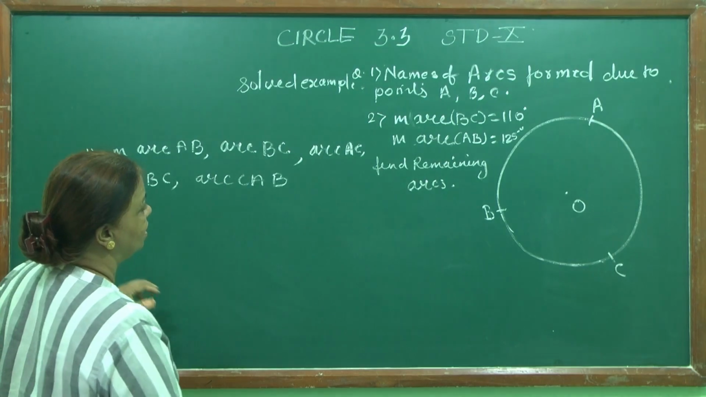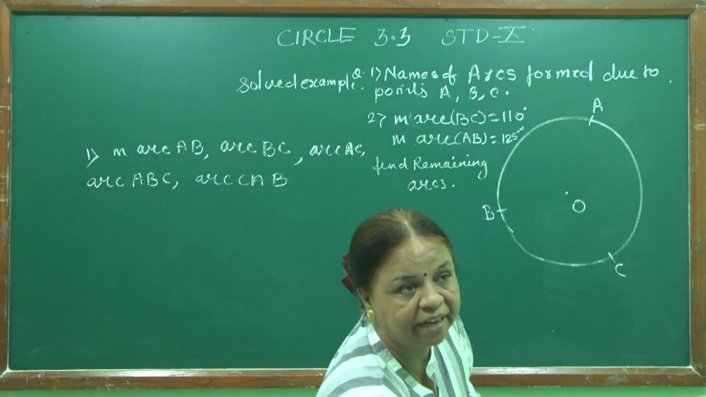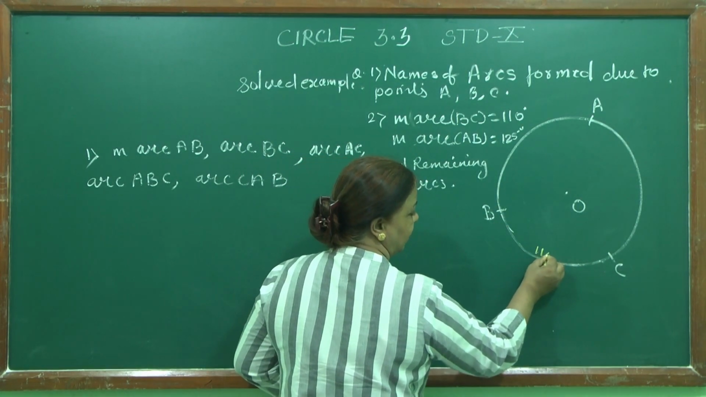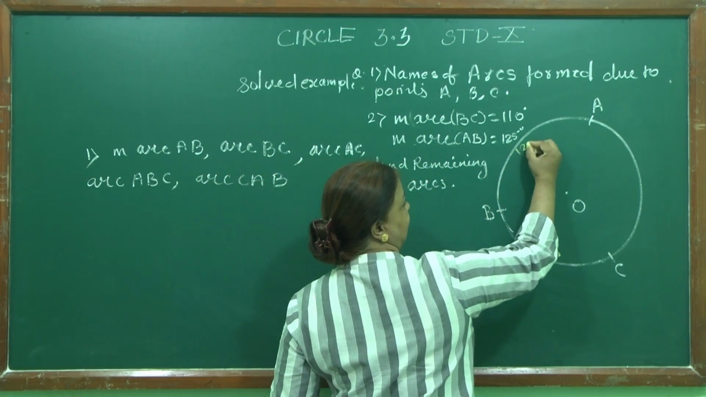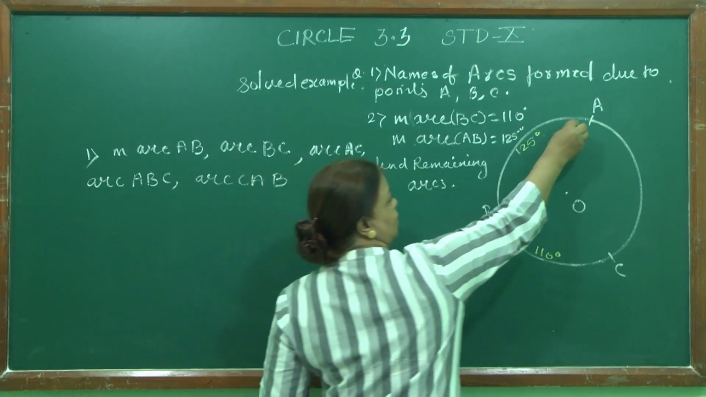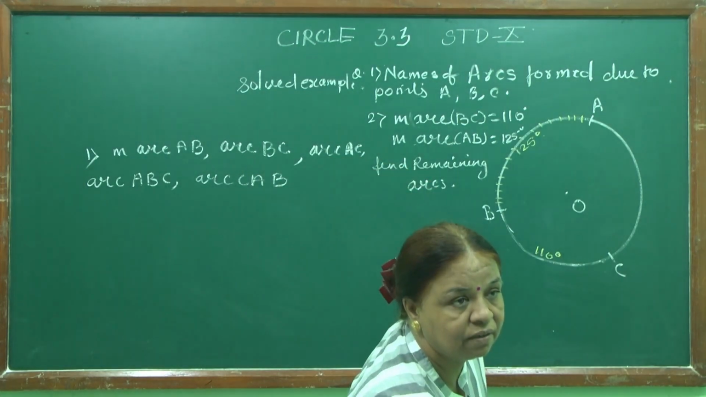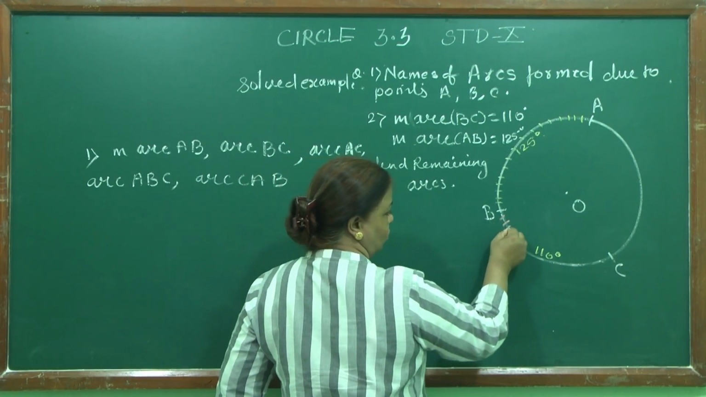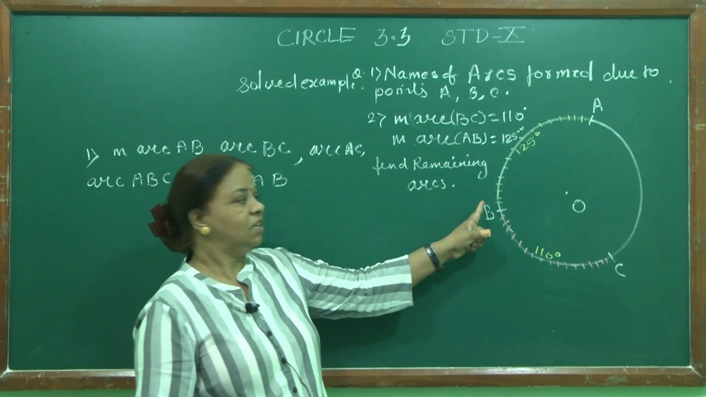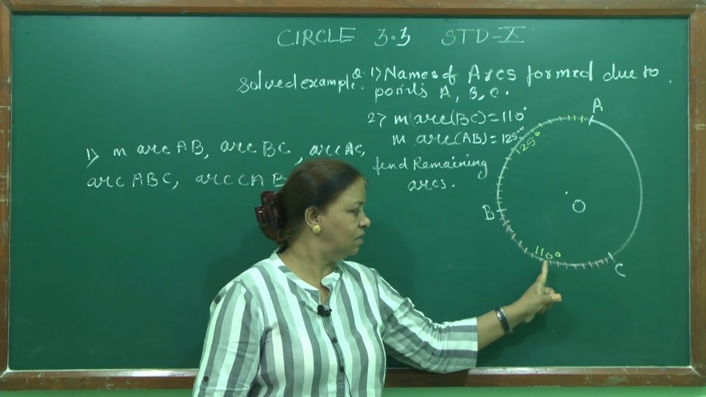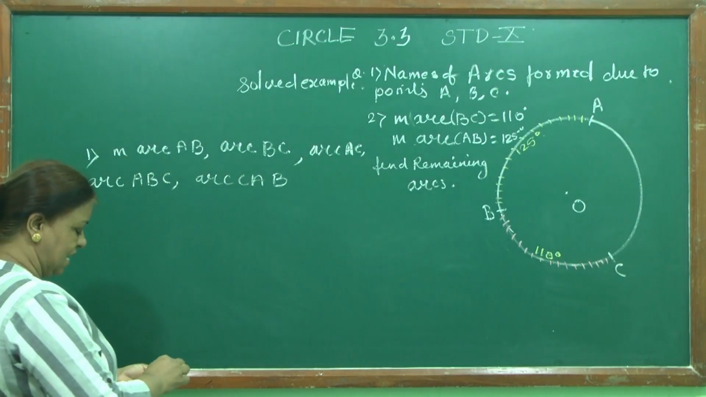Now the second question: arc BC is given as 110 degree and major arc AB is given as 125 degree. Let me write with the colored chalk. This arc is given 125 and this arc is given 110. I hope you can distinguish between the colors. This is yellow and this is pink. We need to find out the remaining arc.